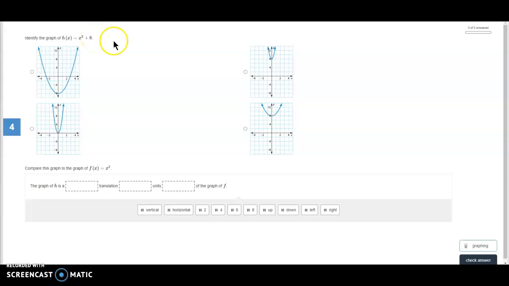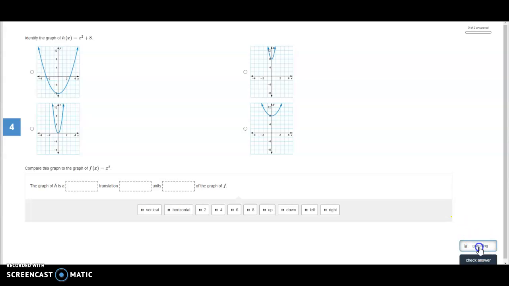So even before I open up my graphing tool, I can eliminate this one because this one has been moved down 8 units. So it's not that one. For this one, well, the vertex is still at 0, 0. I can eliminate that one. So it's really between these two. Okay, so they both have a vertex of 8, so they've been moved up 8.